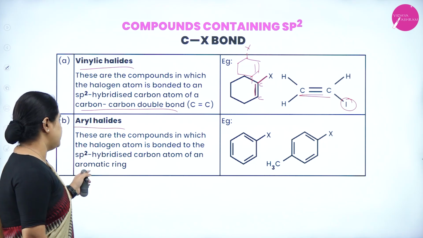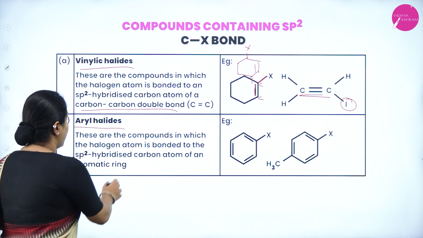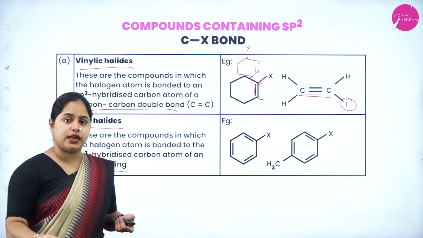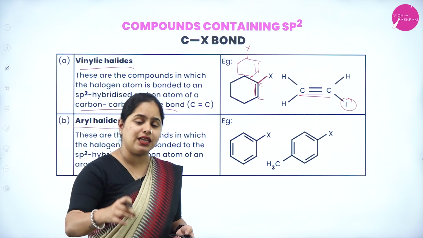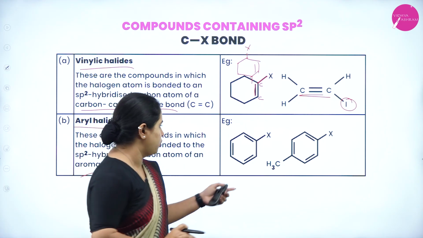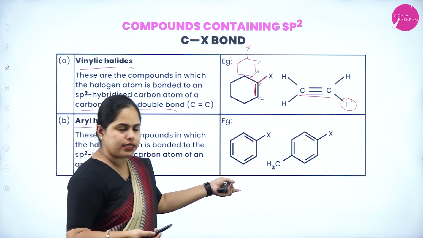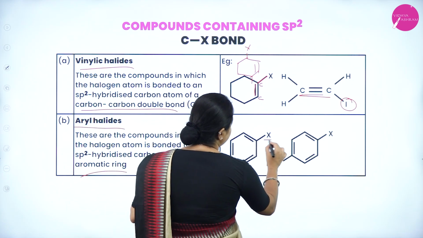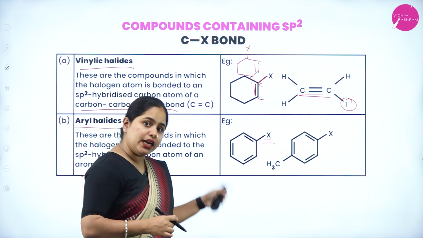These are the compounds in which the halogen atom is bonded to the sp2 hybridized carbon of an aromatic ring. To the aromatic ring, of course, all the carbon atoms will be sp2 hybridized. To that, it is directly attached. So you can see here, this is the aromatic ring. Which aromatic ring is it? It is benzene, right? So to this benzene, directly the halogen atom is attached. Okay, so this is called an aryl halide.